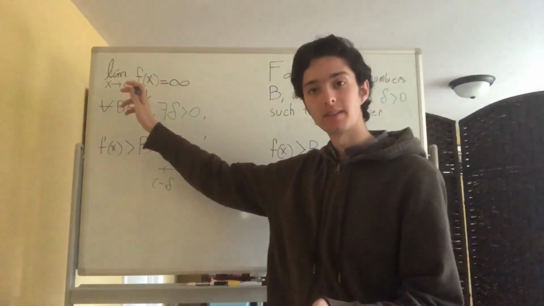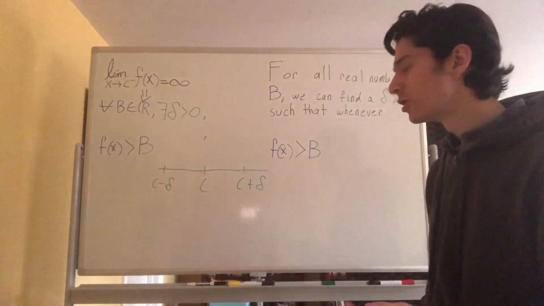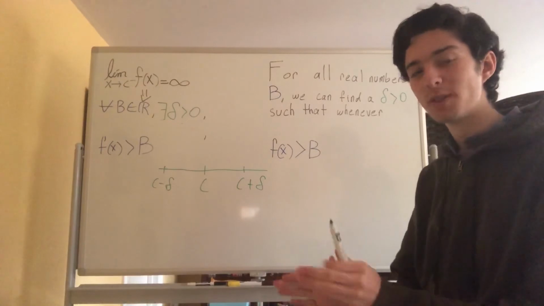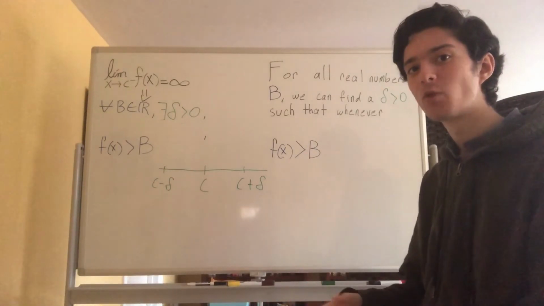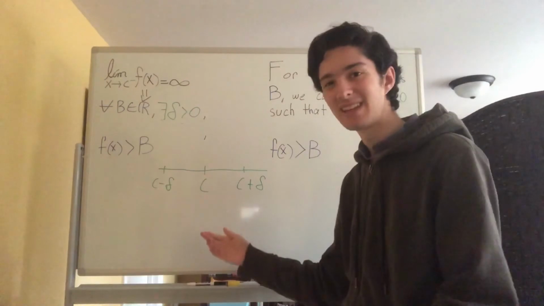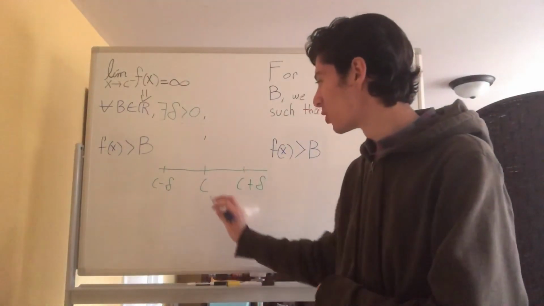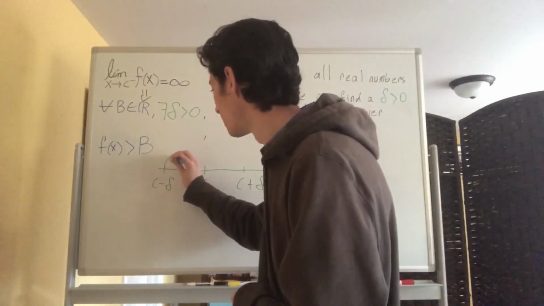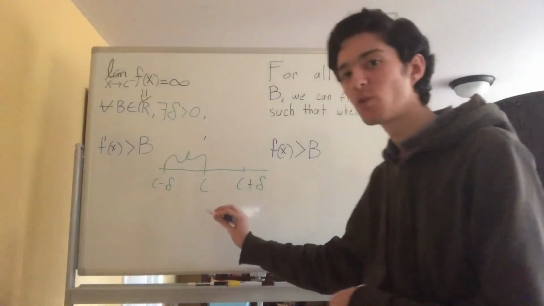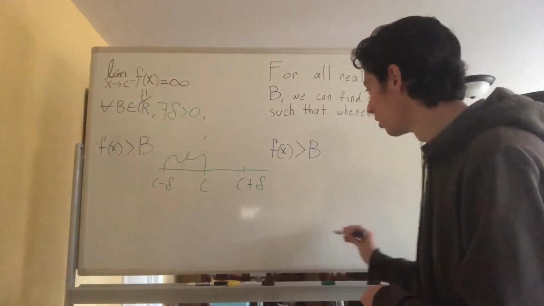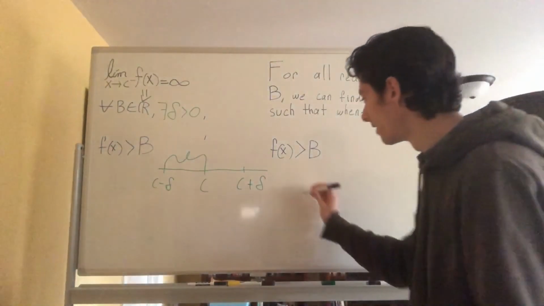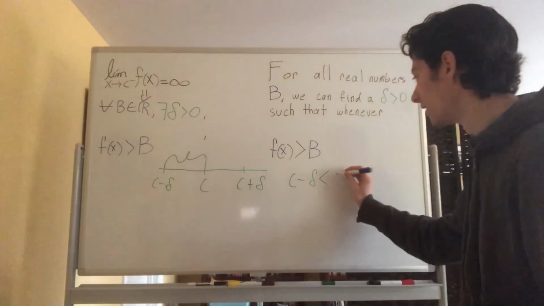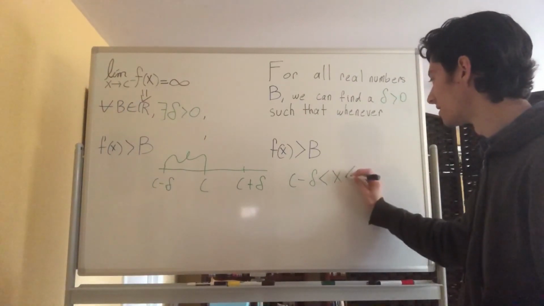So now let's consider the case where x is approaching c from the left, which I've denoted by having a minus up there. If x is approaching c from the left, we're restricting our values to be within delta of c, but now x is going to be less than c. So we see that we're only concerned about values in this region. And what's another way to describe this region? Well, we can say c minus delta is less than x, which is less than c.